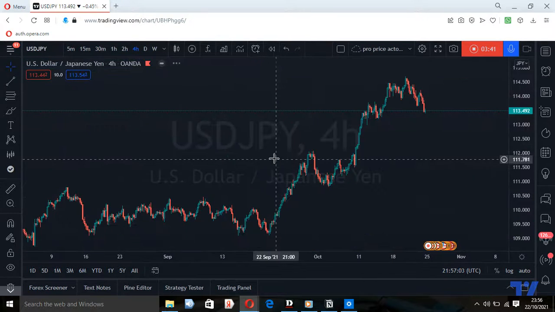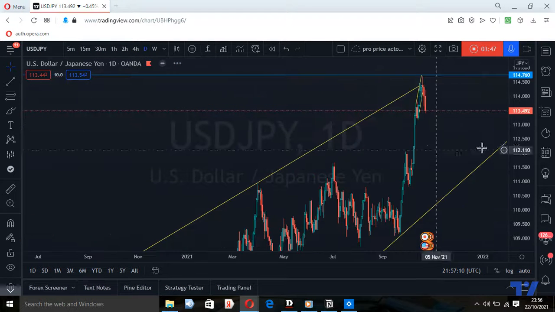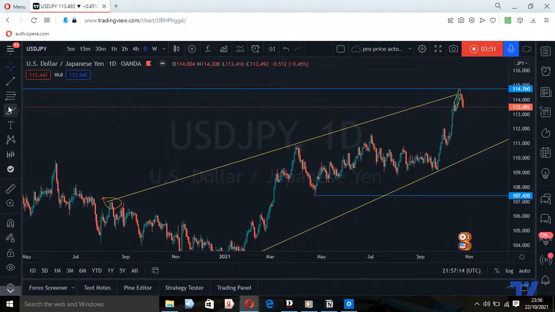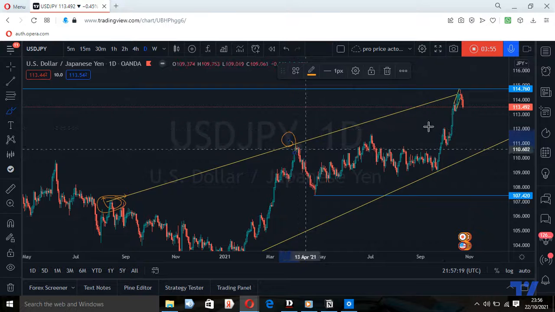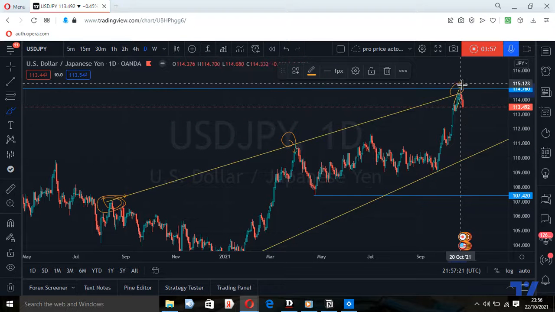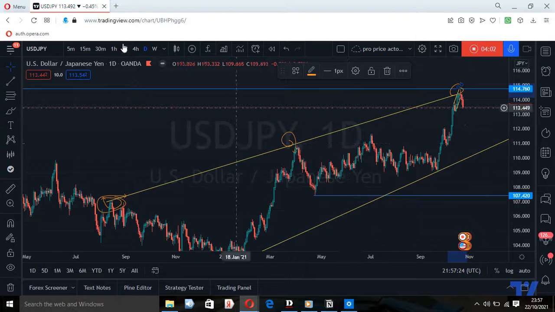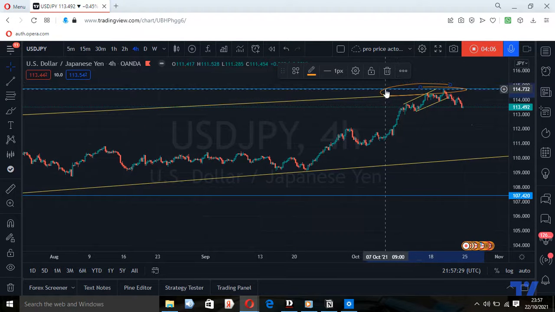Okay, let's move. This is USDJPY. As you can see, I'm going to move to a bigger time frame again so that I can show you what is happening here. We got our first touch here, our second touch here, and we're anticipating our third touch here. Let me move to a smaller time frame. I'm going to show you the structure now.